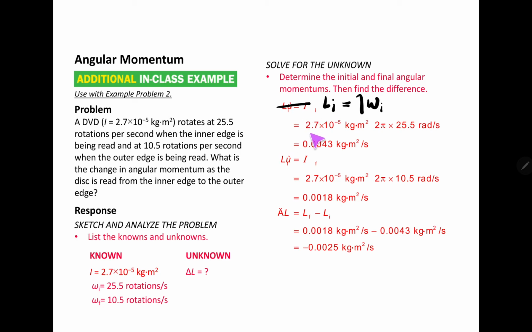So 2.7 times 10 to the power minus 5 multiplied by 2 pi multiplied by 25.5. Here we have 2 pi because we should convert the unit from rotations to radians, so we multiply the number by 2 pi. The result will be 0.0043 kilogram meter square over second.